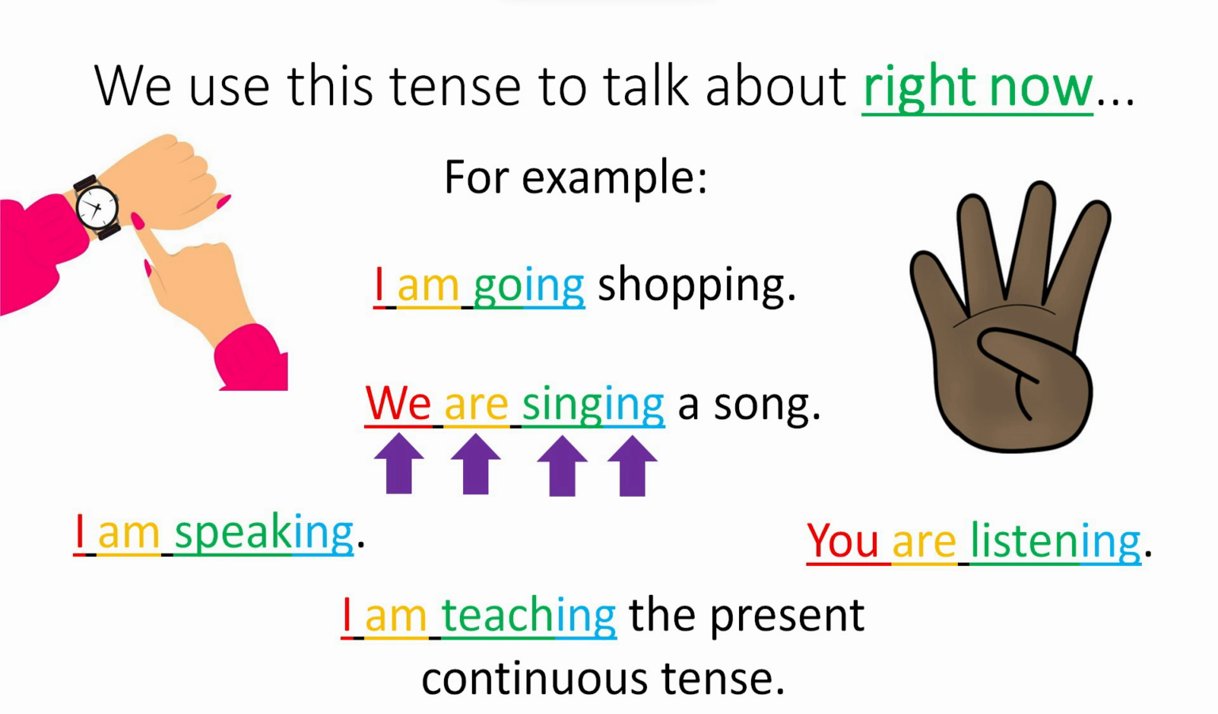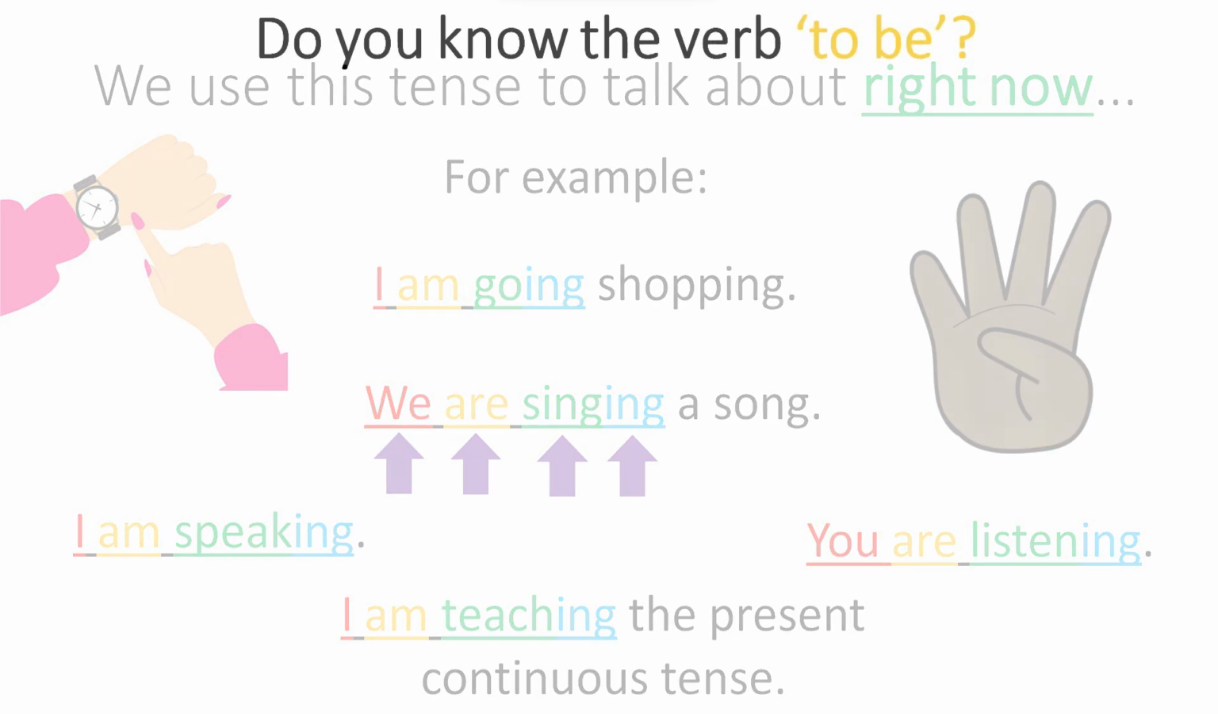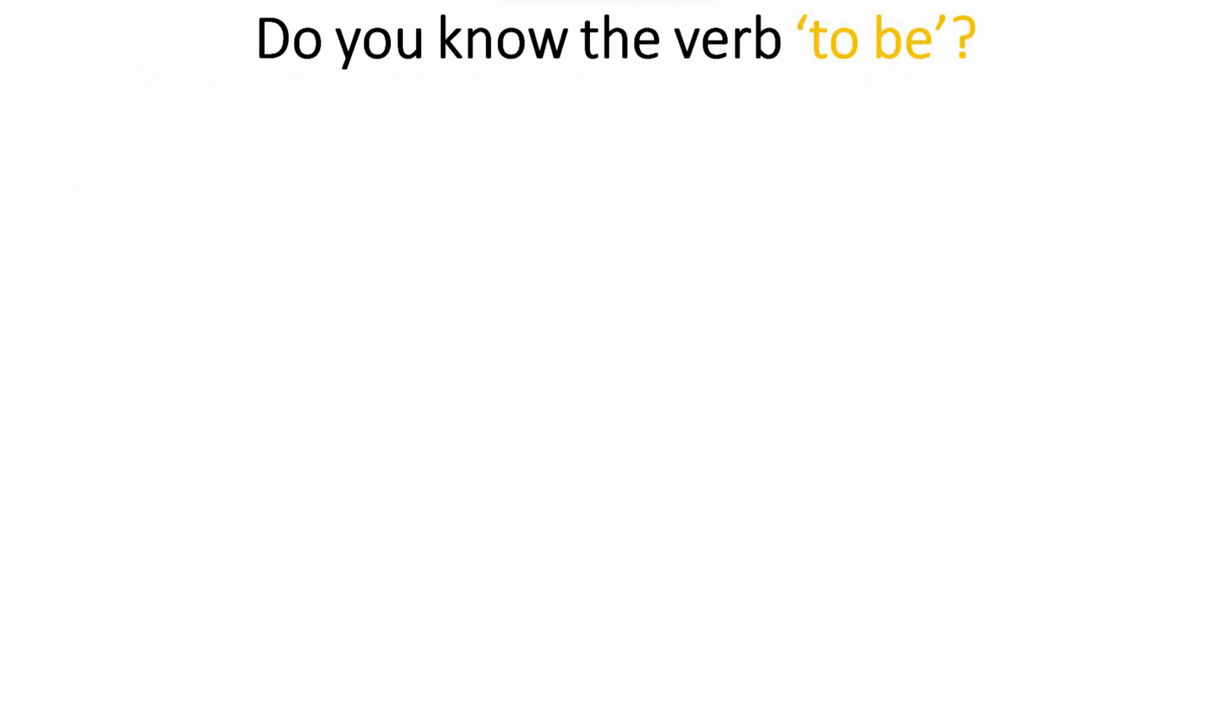Now, don't worry if all of that doesn't quite make sense yet. Let's go through this in a bit more detail. So firstly, let's have a look at the verb to be. This verb is in every present continuous tense sentence, so it's very important. Do you know the verb to be?